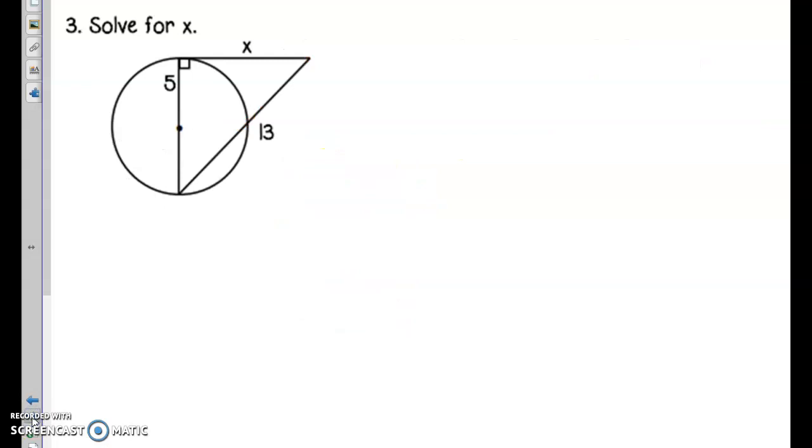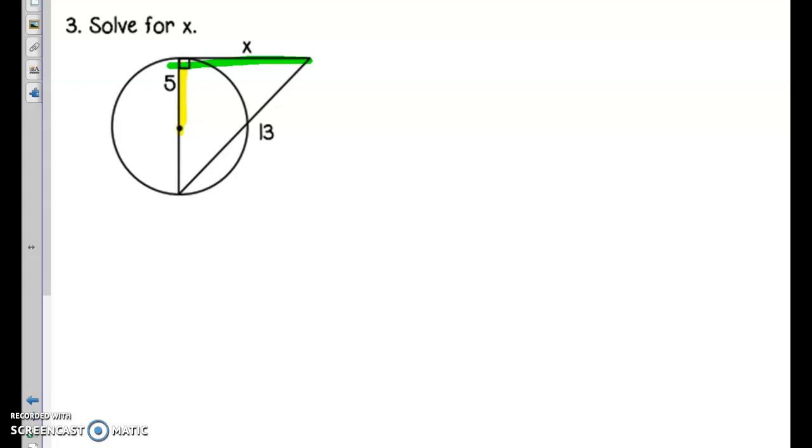Number 3, solve for x. So here we have a picture that kind of goes along with this. We know that the radius is 5 because that's what this is telling us. X and the radius meet at a 90-degree angle, which means they're perpendicular, which tells us that segment X is tangent to the circle because X and the radius are perpendicular. And then we know the hypotenuse is 13.